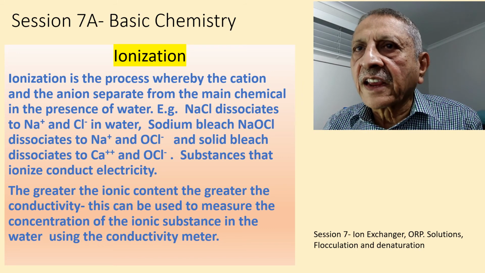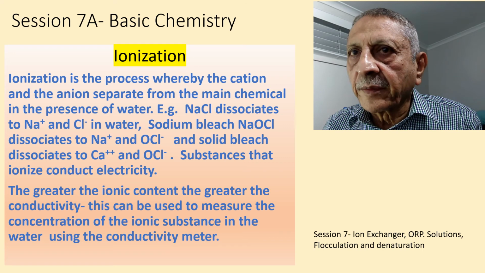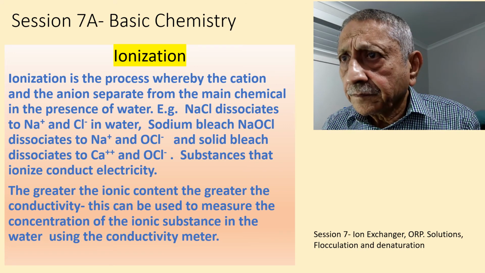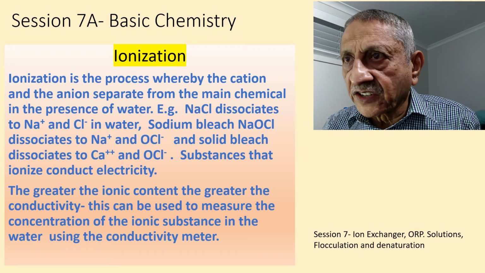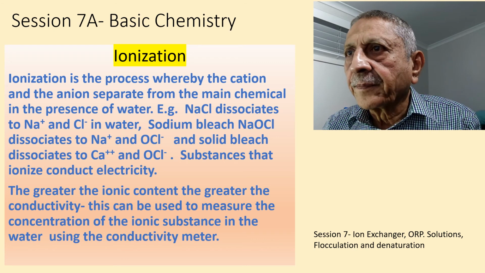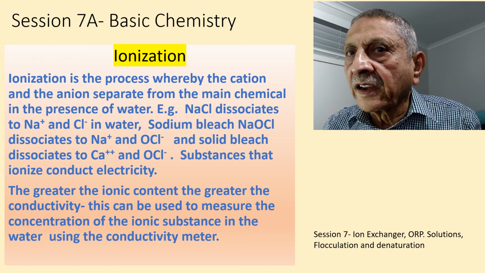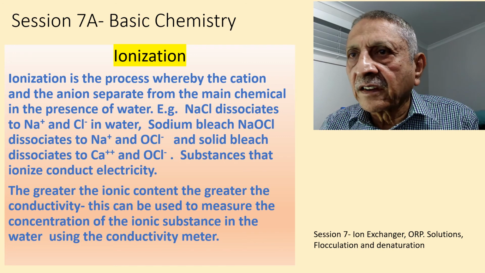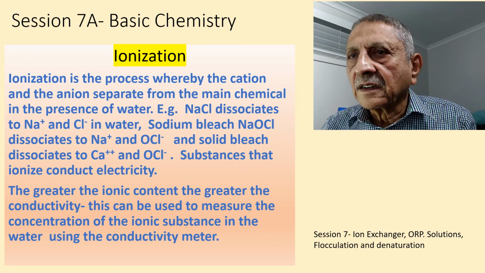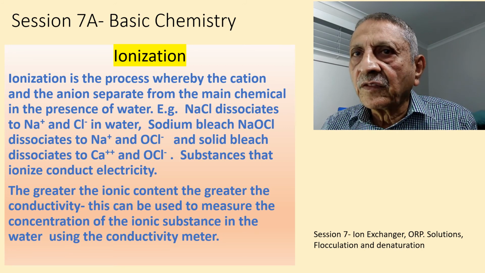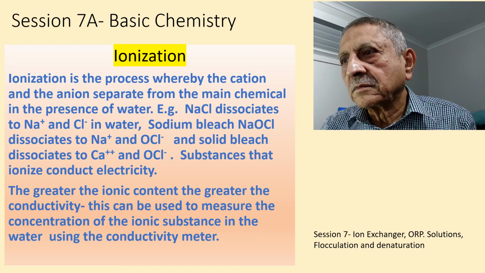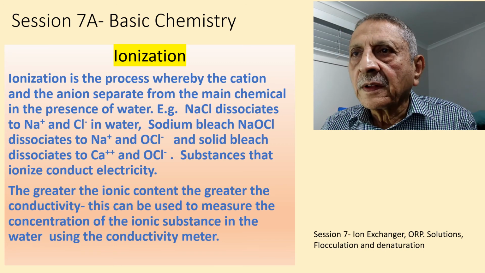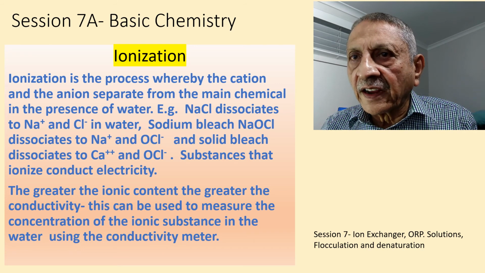Ionization is the process whereby the cation and the anion separate from the main chemical in the presence of water. For example, sodium chloride in the solid form is bound to each other, sodium and chloride. But when you put the sodium chloride in the water, the sodium and chloride separate. So sodium forms sodium positive and chloride forms chloride negative in the water. Which means these positive and negative ions will be able to carry electrons from one metal to another. So therefore it can conduct electricity.